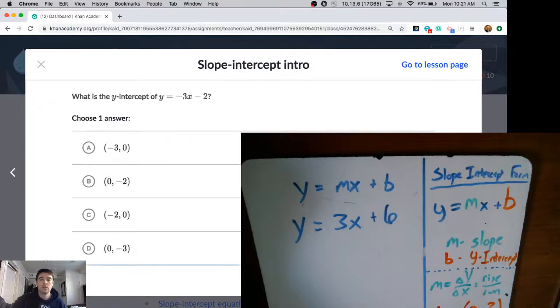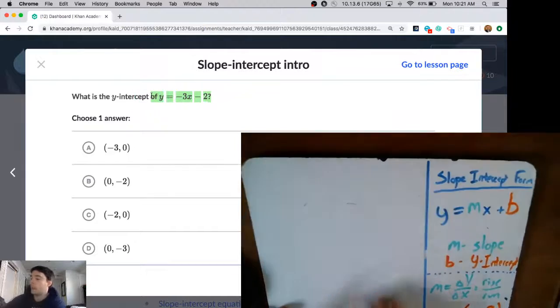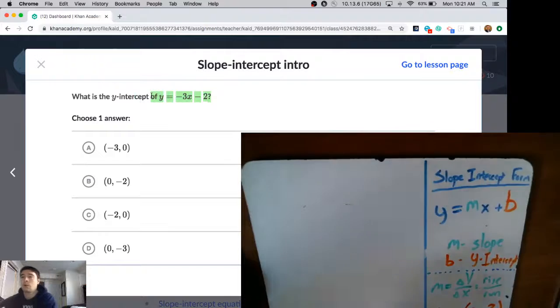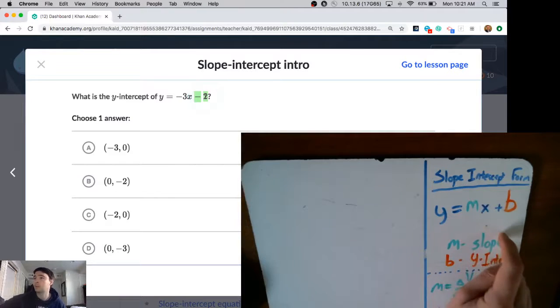For our final question here, they ask us to find the y-intercept of y equals negative 3x minus 2. I see the negative 2 right here, which I'm going to put a red box around. Looks like that's not working. I see this negative 2 that I've highlighted is the b. It's not multiplied with x, it's all by itself. In this y equals mx plus b form, the negative 2 represents the b.